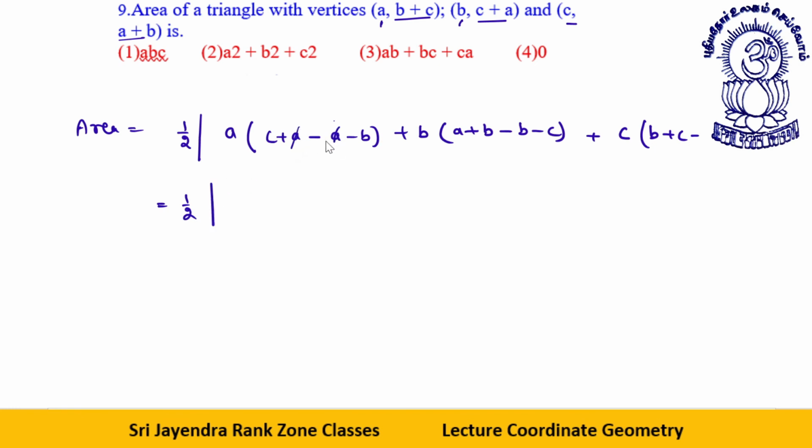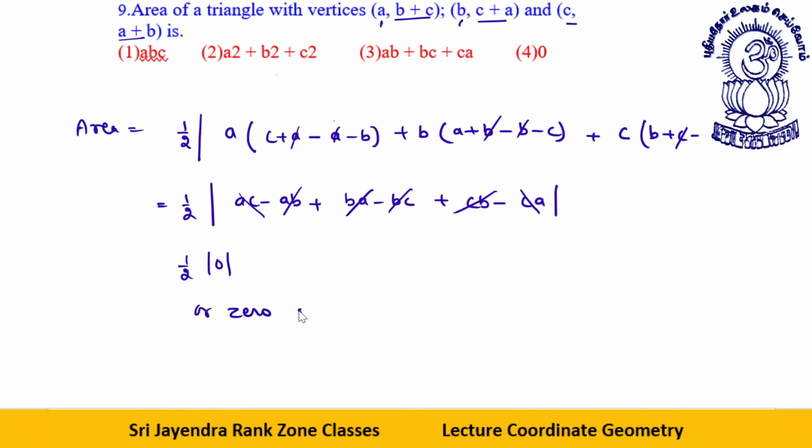A and minus a will be cancelled. This is AC minus AB, plus B and minus B will be cancelled. BA minus BC, plus C and minus C will be cancelled. CB minus CA. Now it appears this is positive BA, this is minus BA, cancelled. This is BC and this is minus CB, cancelled. This is positive AC, this is negative AC, cancelled. So half into 0 is 0, that is option number 4.